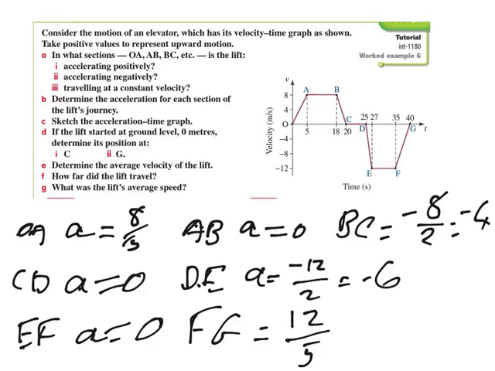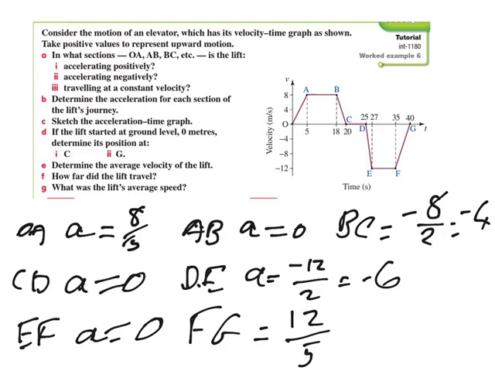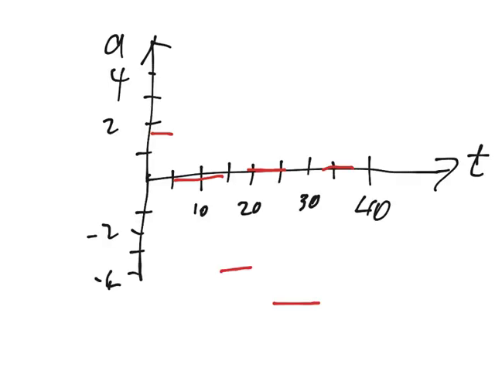The next one's -6. So I didn't quite go far enough down there, so -6 is down here. We've got a bit at 0 again. And then the last, whoops, wrong way. The last bit, 12/5, so what's that, 2 and a bit. So there's our acceleration time graph. Looks a bit messy, but anyway, you get the idea.